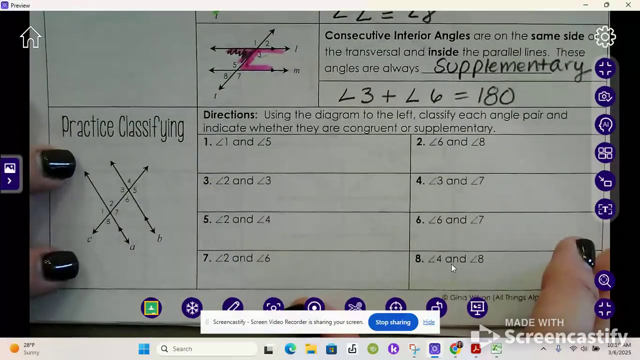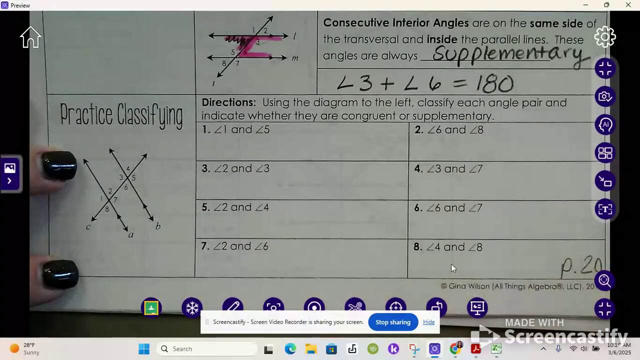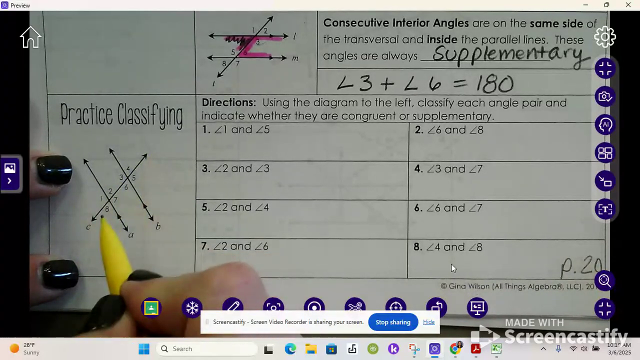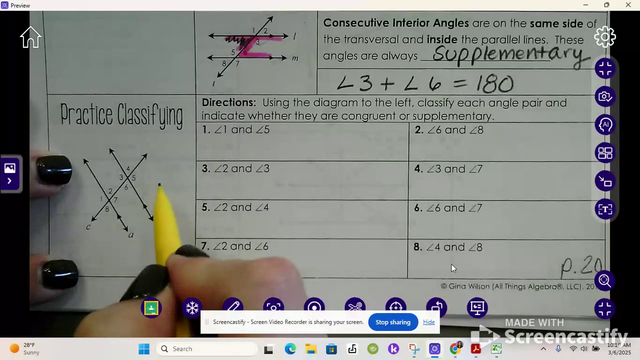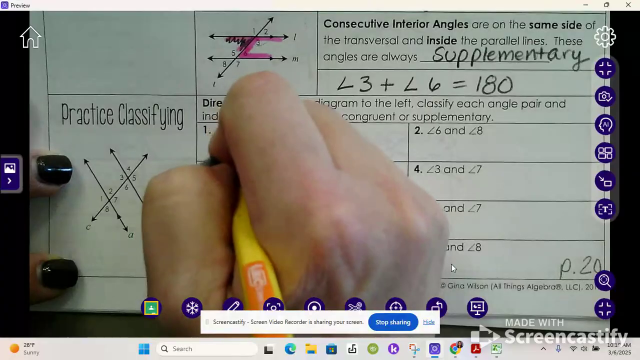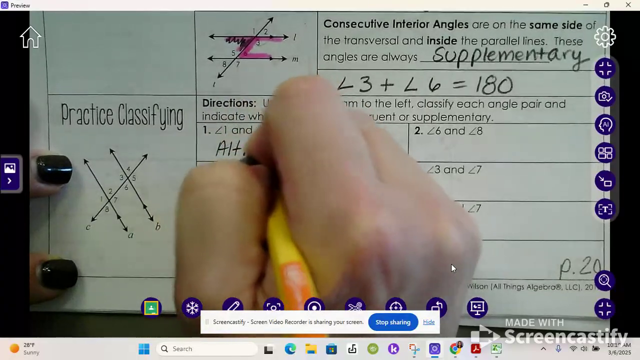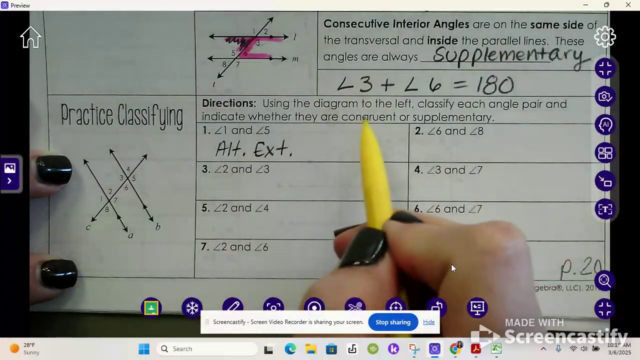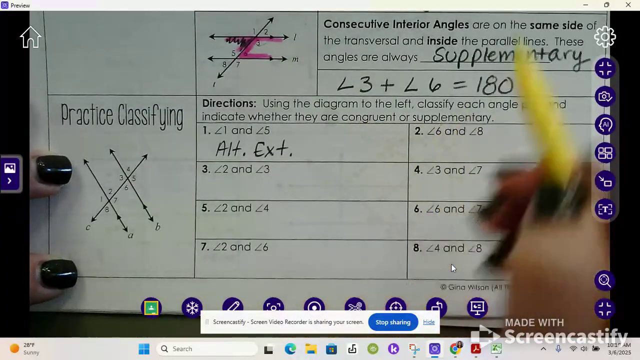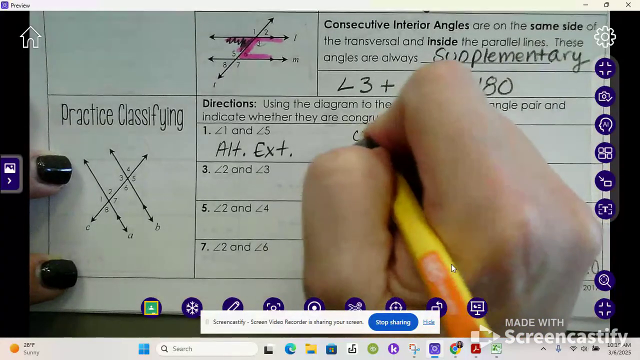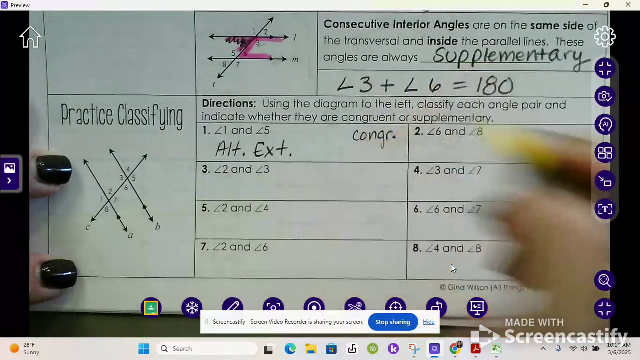Okay, so here it says use the diagram, classify each angle pair. So 1 and 5. So we're looking at 1 and 5. I can see they're on the outside of my parallel lines, and they go on one side of the transversal and then the other. So that's called alternate exterior. It says also to note, are they congruent or supplementary? They're all going to be congruent or same size unless they're this last one. So we can also say they're congruent.